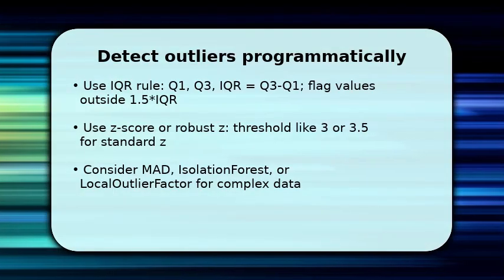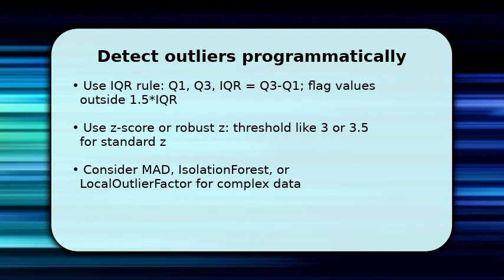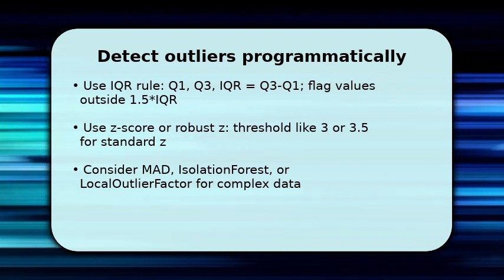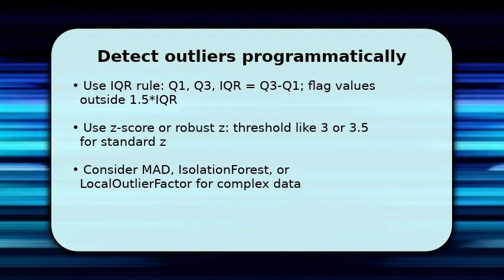Now you implement detection. For tabular data, compute Q1 and Q3, then IQR and flag values below Q1 minus 1.5 IQR or above Q3 plus 1.5 IQR. This is simple and robust. Alternatively, compute z-scores and mark |Z| > 3 for Gaussian-like data. For skewed or multivariate cases, use median absolute deviation or algorithms like isolation forest or local outlier factor from scikit-learn.